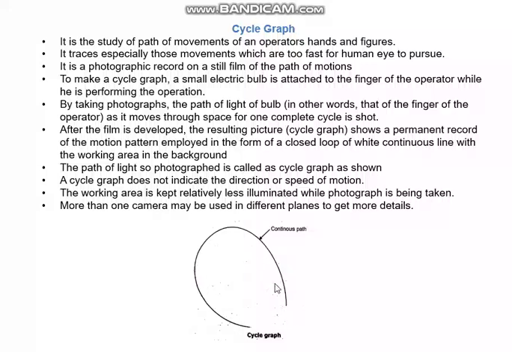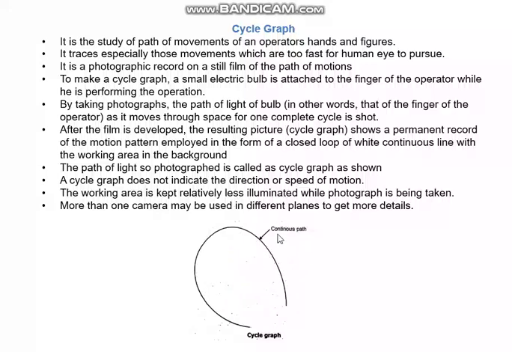As it moves through space, it will generate a curve like this, a continuous path. When the film is developed, it means it is a still photograph. Nowadays digital techniques have come, though they can be employed, but in the olden days they used to take it on film. After the film is developed, the resulting picture, which is called the cycle graph, shows a permanent record of the motion pattern employed in the form of a loop, a continuous line with the working area in the background.